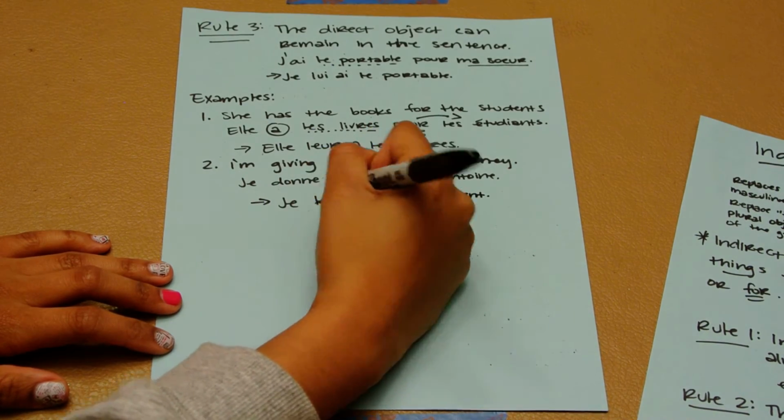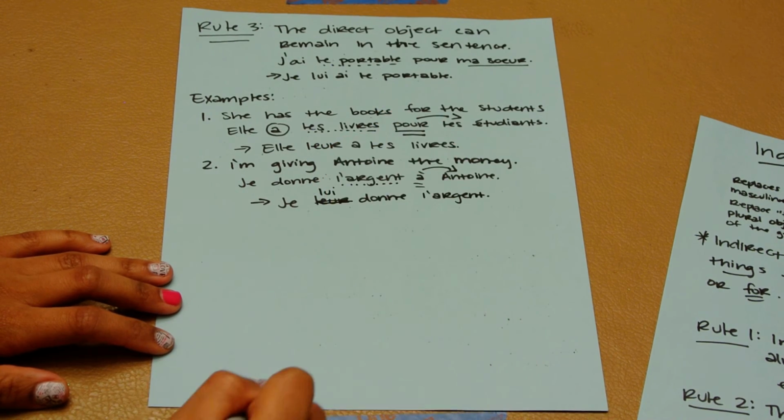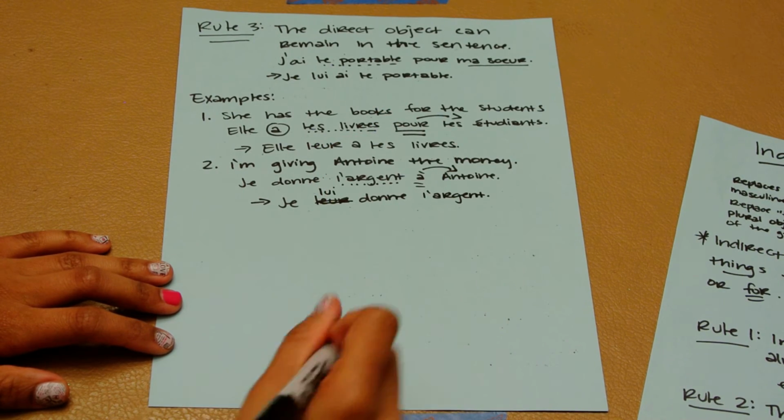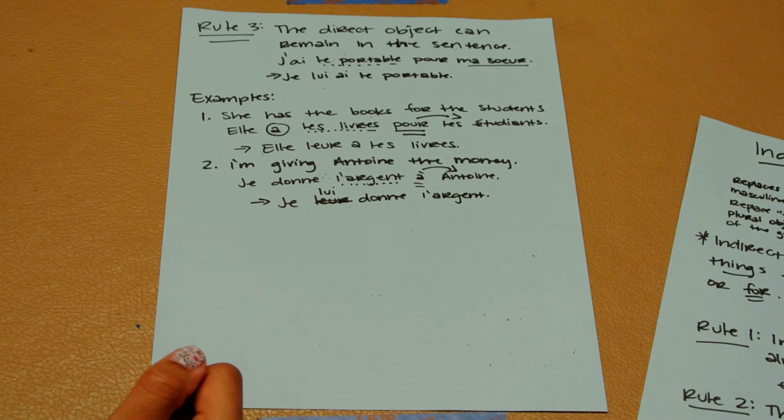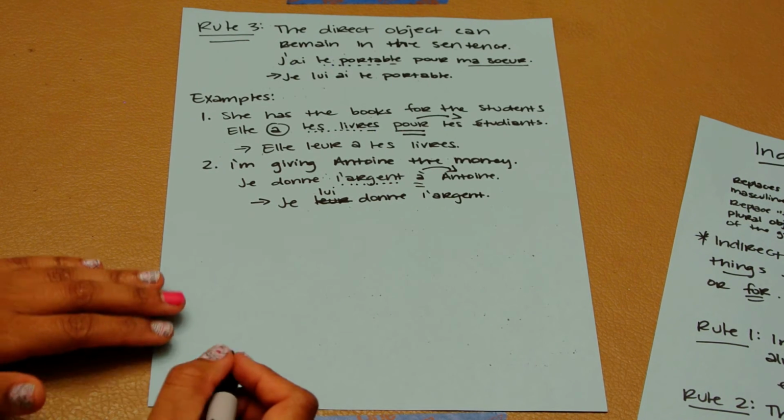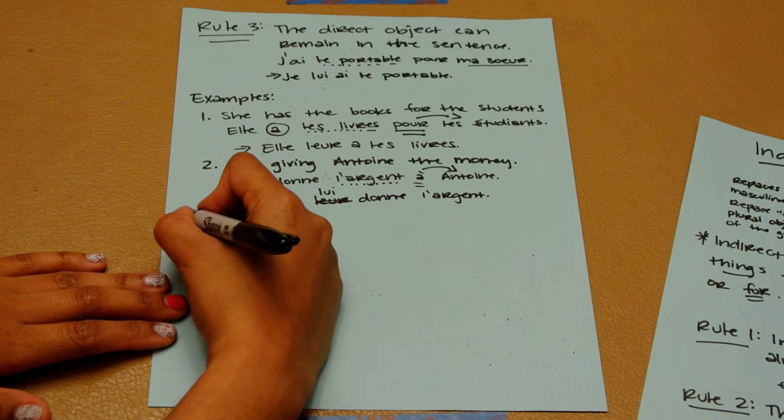Oh, sorry. That should say lui. My fault. That should say lui, because it's just one person. Leur would have been if it were multiple people. Okay? So let's do some practice.